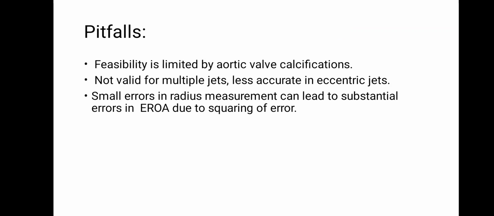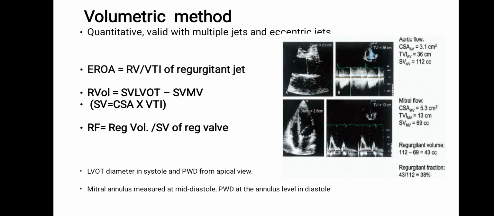Pitfalls of the PISA method: feasibility is limited by aortic valve calcification, not valid for multiple jets, less accurate in eccentric jets, and small errors in radius measurement can lead to substantial errors in ERO due to the squaring of error. Volumetric methods are quantitative and valid with multiple jets and eccentric jets.